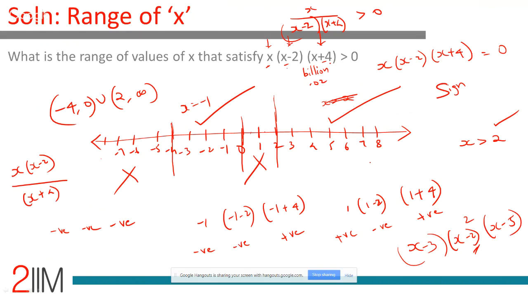Take it to the zero point. Worry about whether it's positive or negative. Don't worry about whether it's a billion or it's 0.1. Billion or 0.1 doesn't matter, both are greater than zero. Completely ignore magnitude. Worry only about the signs. Wonderful question. Let's go to the next one.